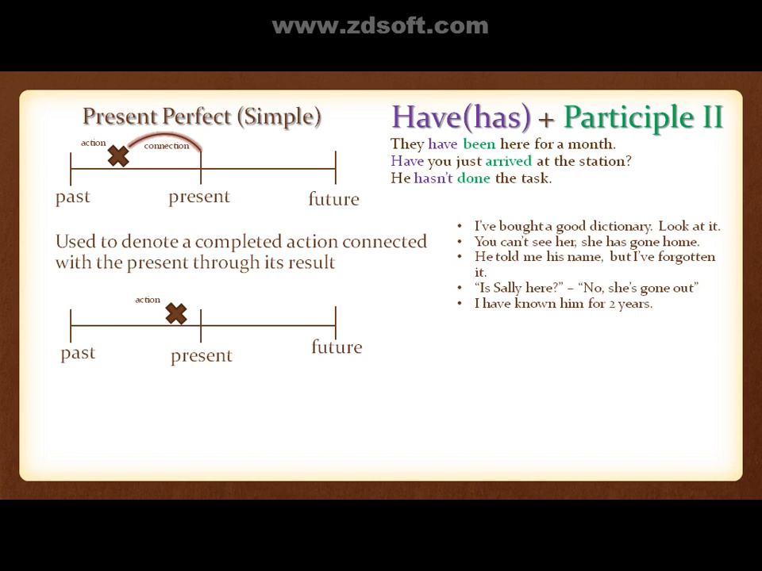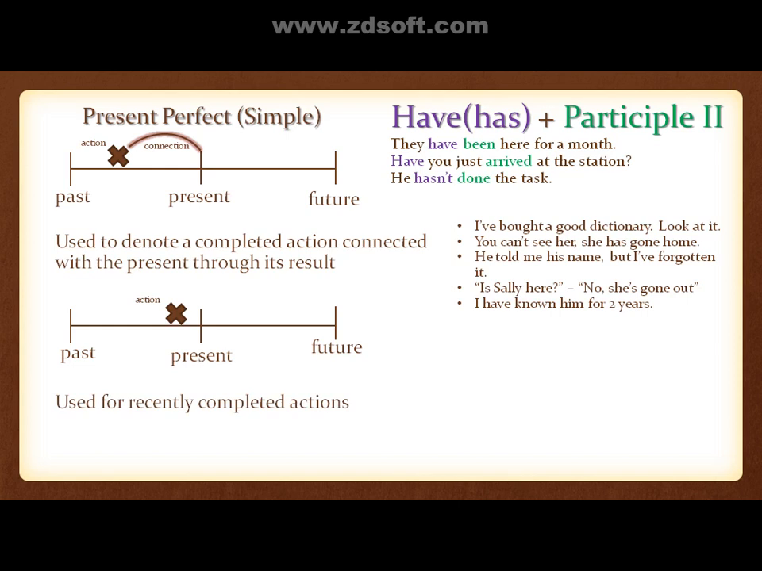You can't see her. She has gone home. Here an action finished or is over in the past, but it has its results on the present. He told me his name. I have forgotten it. What is the result? I can't remember it now. Is Sally here? No, she's gone out. I have known him for 2 years. So it is a completed action connected with the present through its results.